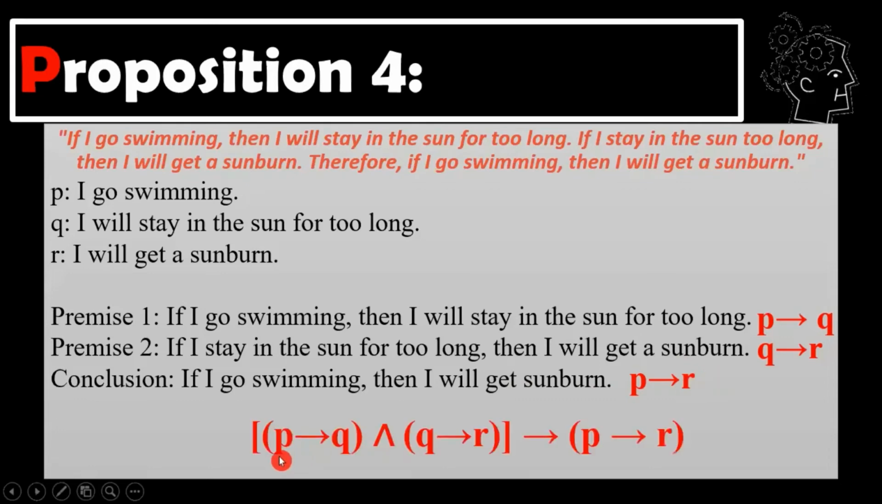This is now the symbol, that is, if P then Q for our first premise, then connected by this symbol for conjunction, and then followed by our second premise, if Q then R, and then lastly our conclusion, that is, if P then R.